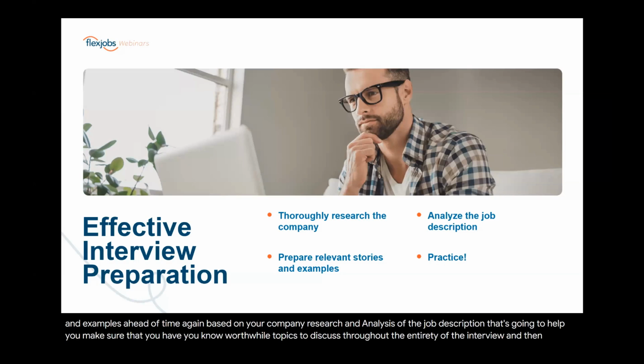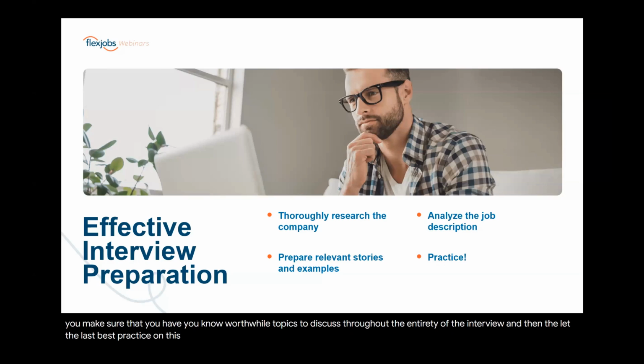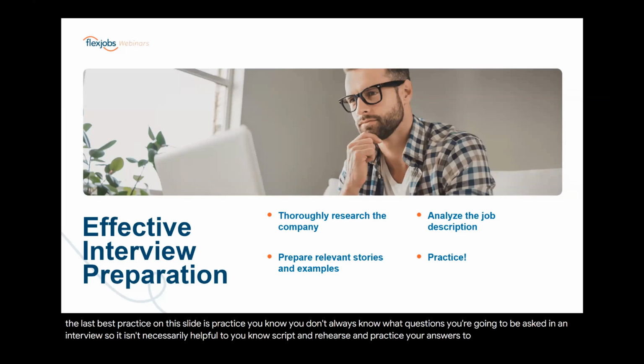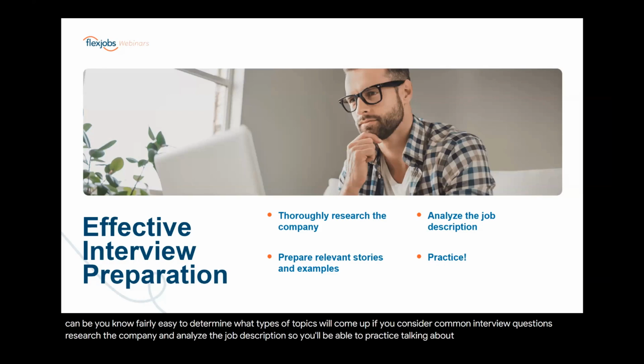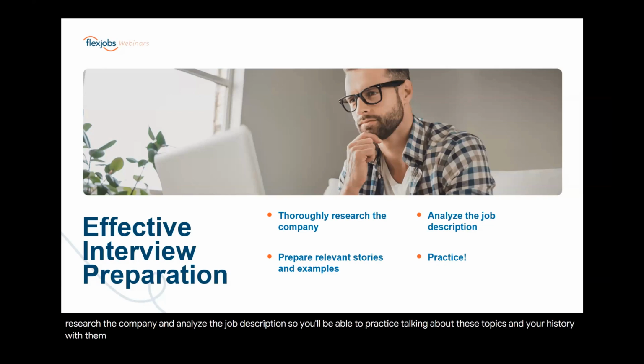And then the last best practice on this slide is practice. You don't always know what questions you're going to be asked in an interview. So it isn't necessarily helpful to script and rehearse and practice your answers to specific questions, but it can be fairly easy to determine what types of topics will come up if you consider common interview questions, research the company, and analyze the job description. So you'll be able to practice talking about these topics and your history with them, as well as practicing telling your stories and your examples.